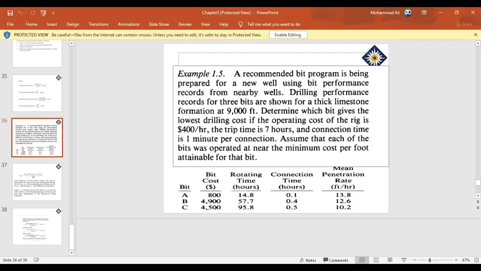B is the most expensive one. C is moderate, not that moderate, but A is the cheapest one. So which one should we select? We should not forget that the connection time and the tripping time are all a cost, because, as you see, the trip time is 7 hours in this one.